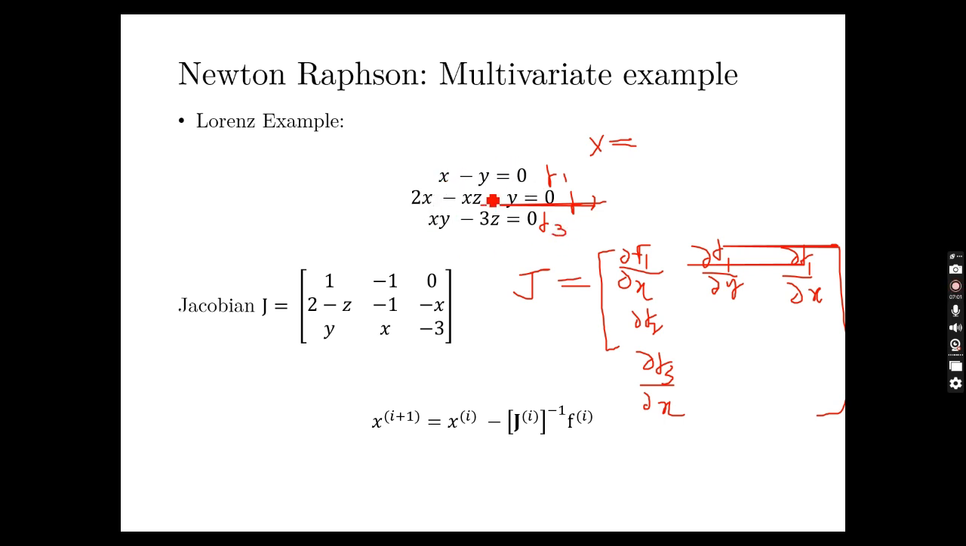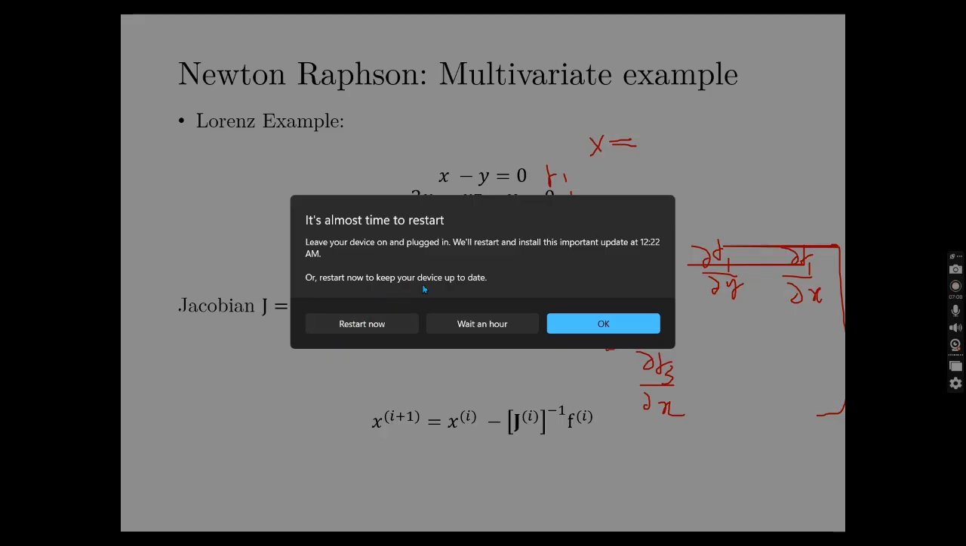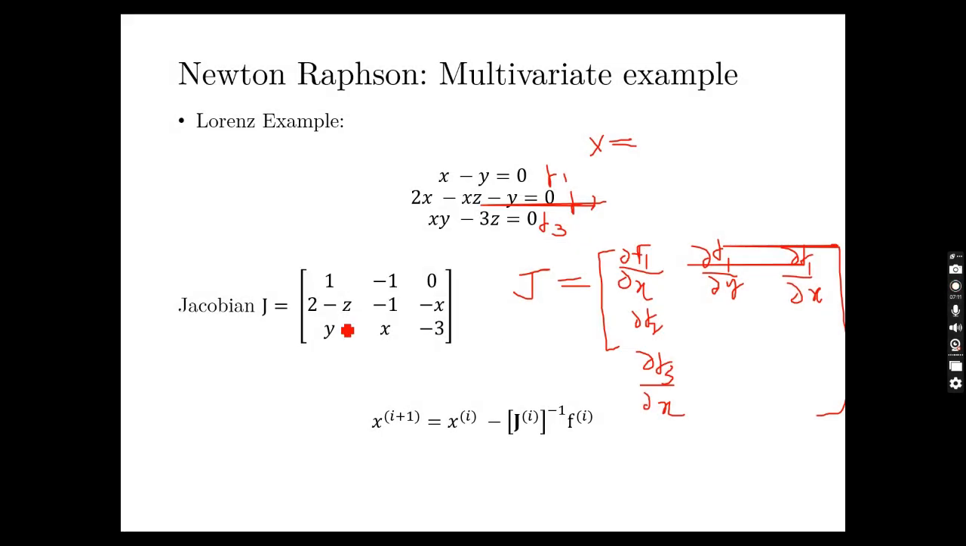So if I differentiate the first equation with respect to x, I get a 1. With respect to y, I get a -1. There is no z, so I get a 0. Similarly, I differentiate the second equation with respect to x, so I get a 2 from here and minus z from here, so I get 2 minus z. With respect to y, I get a -1, and with respect to z, I get a minus x. And the third equation, with respect to x, I get a y, with respect to y, I get an x, and with respect to z, I get a -3. So this is my Jacobian.